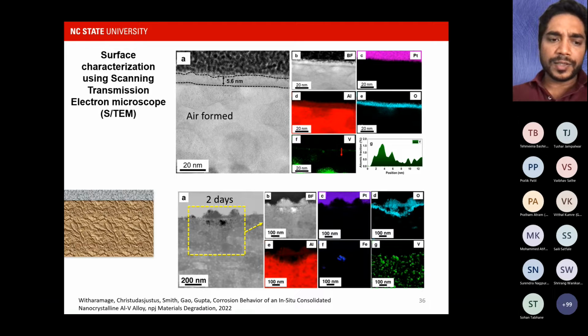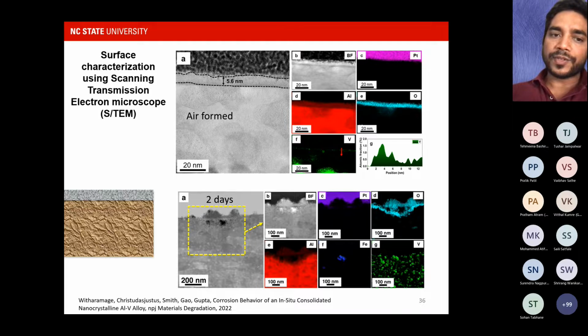I'm just showing a few examples. So one example, if you see this publication here, very recent, we have some examples there, and there are a lot more publications coming on these topics. So anyway, if I take this, this is the as-formed surface. We have this aluminum vanadium alloy. We didn't do any electrochemical test. We just put that in air and then made this FIB lift-out and looked in the TEM.